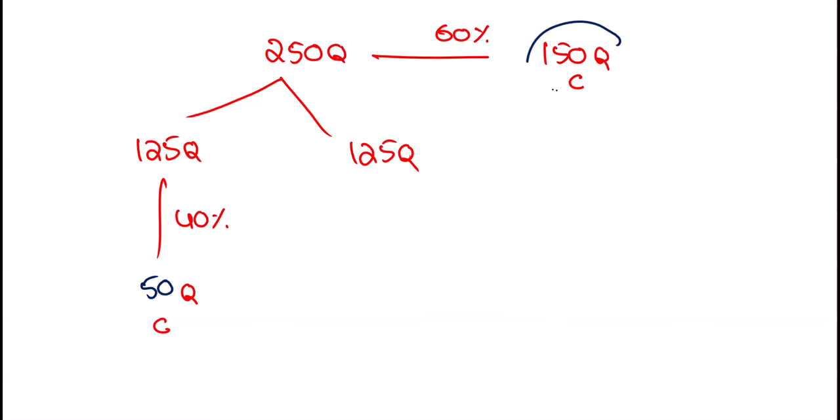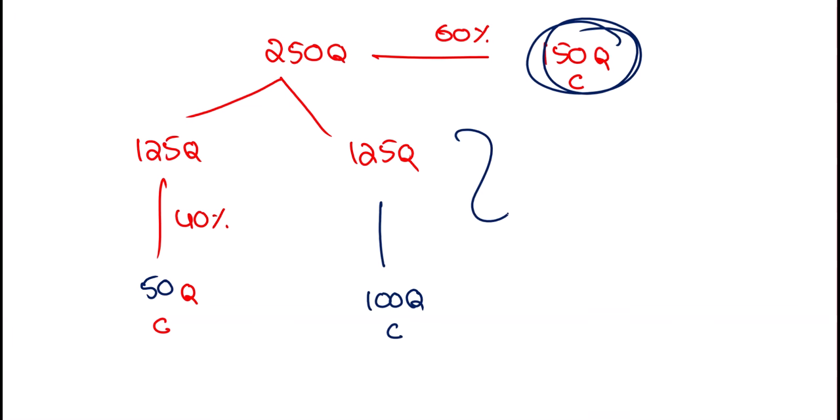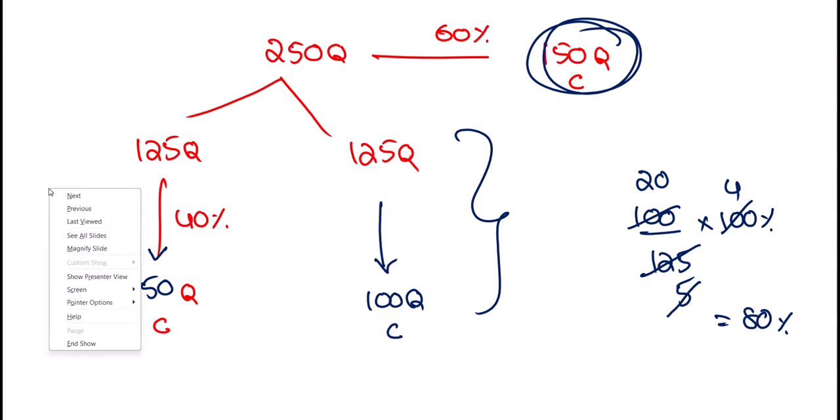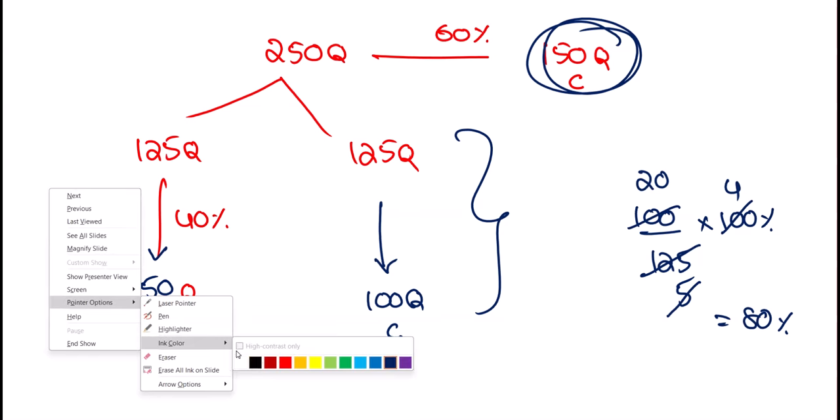Now you want to achieve 150, so here it should be 100. What is this percentage? You want 100 correct out of 125. If you want percentage, multiply by 100. 25, 5 times 25, 4 times 20, 20 into 4 is 80%. This set must be 80%. Then only it will match, right?